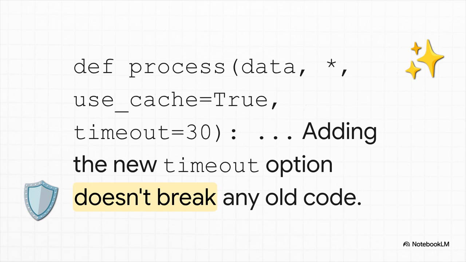Later in version 2, we decide to add a new timeout option. Because both of these are keyword-only, any old code that was calling the function without the new timeout argument will continue to work perfectly. Nothing breaks. This is absolutely essential for building stable, reliable code.